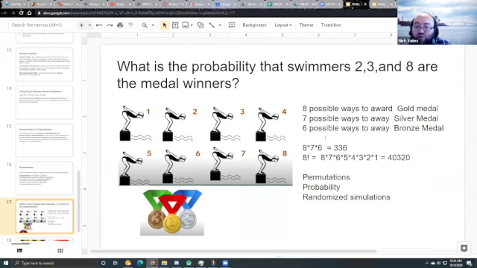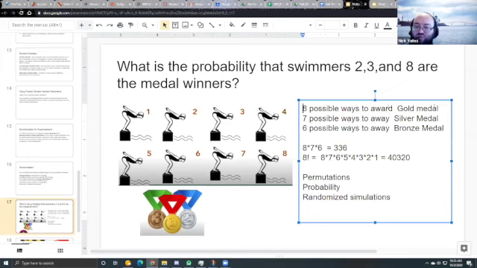And the way you would do that in terms of calculating the probability would be, well, there are 8 possible ways to award, this is permutations, the gold medal, 7 to award the silver, 6 to award the bronze. So 8 times 7 times 6 is 336. There are 8 factorial, or 8 times 7 times 6 times 5 times 4 times 3 times 2 times 1, or 40,320 different ways that the swimmers could place based on their times total.